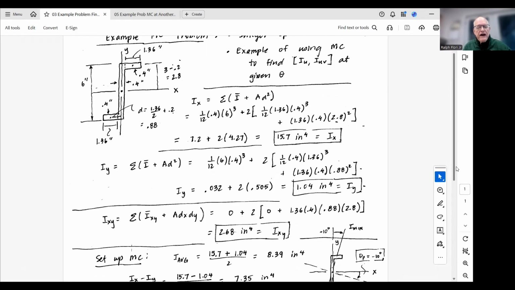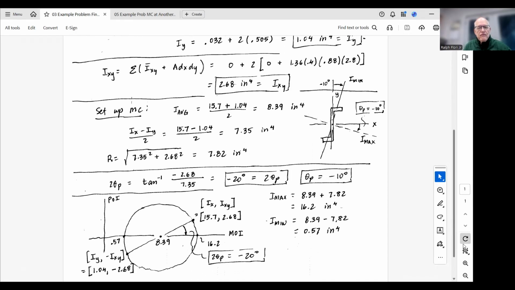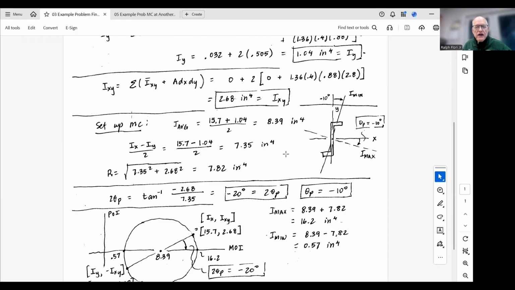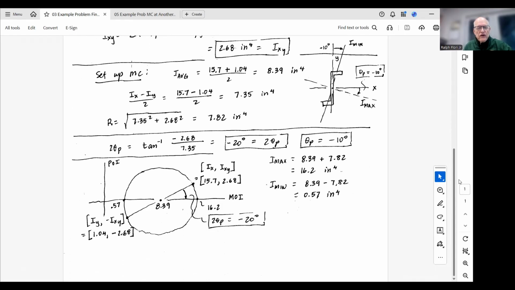Once you have those three values, we can set up Mohr circle. We can calculate I average: 15.7 plus 1.04, divided by 2, is 8.39. Then the Ix minus Iy over 2 term is 15.7 minus 1.04, divided by 2, which is 7.35 inches to the fourth. With those two, we can find the radius, and the radius is 7.82 inches.